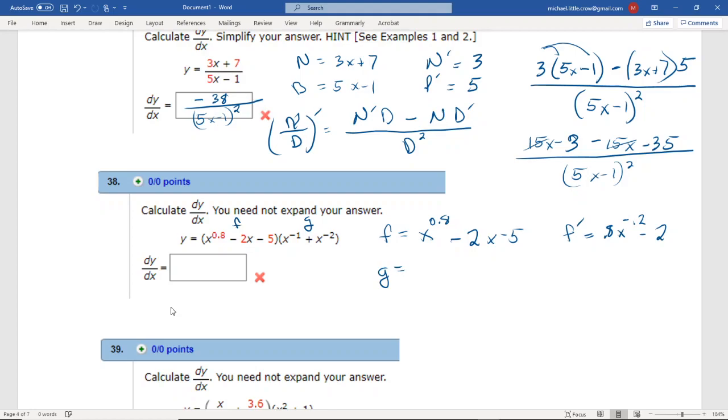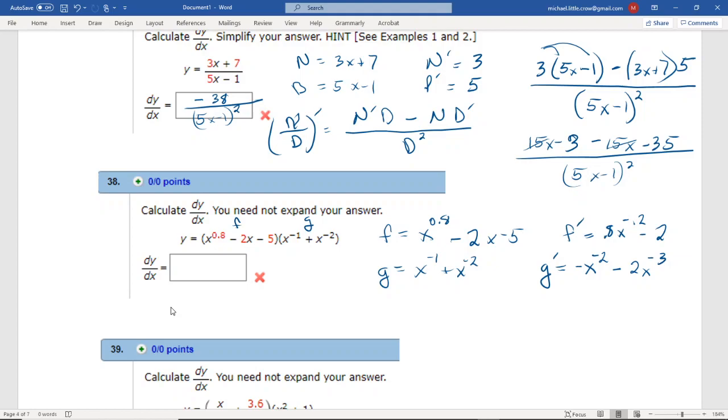g is this other function here, x to the minus 1 plus x to the minus 2. So when we take the derivative of g, we get the negative 1 coming down, so negative x, and then subtract 1 from the exponent, so it becomes negative 2. For the second part, the negative 2 comes down, so this becomes minus 2. Subtract 1 from the exponent, negative 2 minus 1 is actually negative 3. So there's our derivative of g.